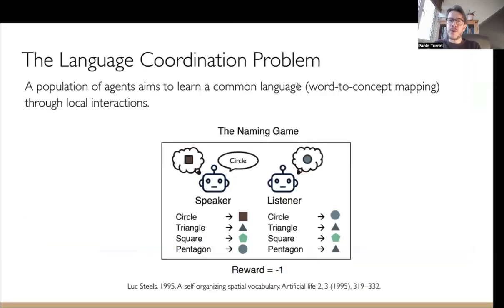So the problem we are working with is the language coordination problem, where a population of agents wants to learn a common language, understood as a mapping between words and concepts through local interactions. Agents can be either speaker or listener, and each of them will have their own mapping. If the speaker utters a word thinking of a concept, communication will be a success if the listener will think of the same concept when hearing that word.